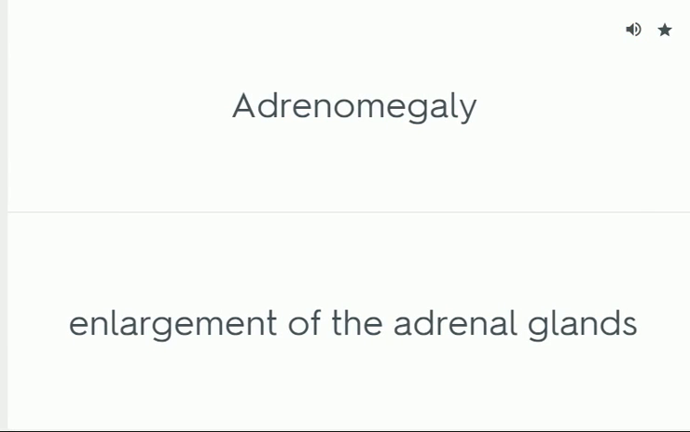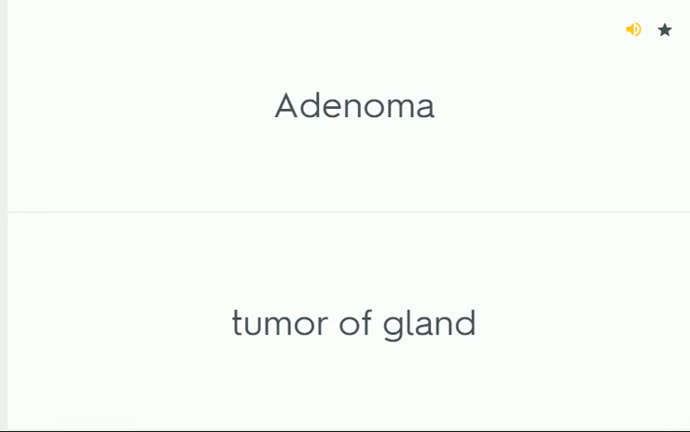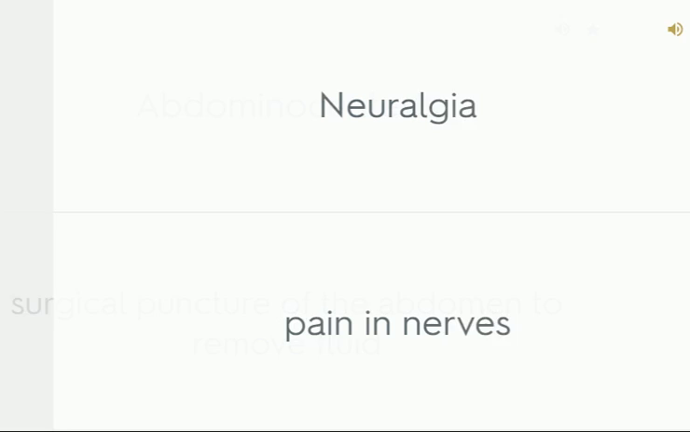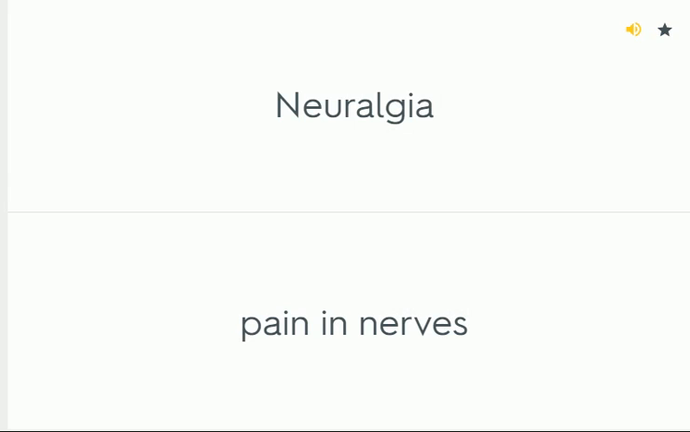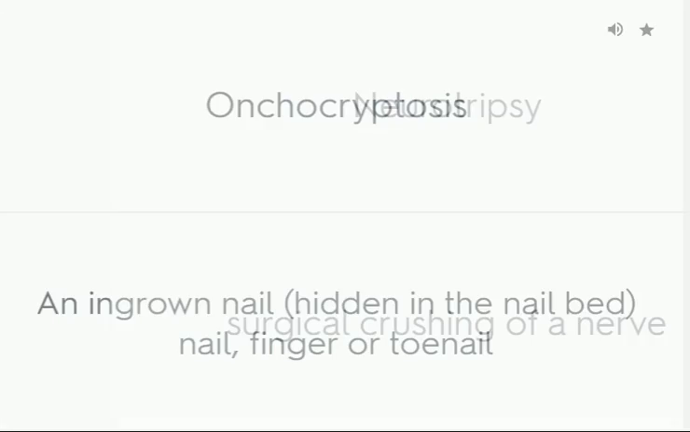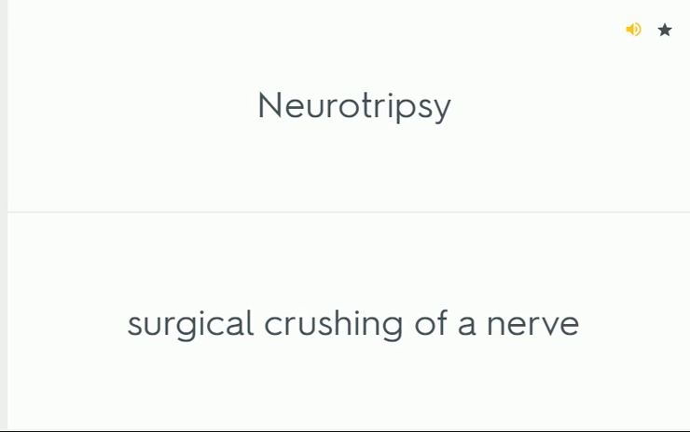Adrenomegaly: enlargement of the adrenal glands. Adenoma: tumor of a gland. Abdominocentesis: surgical puncture of the abdomen to remove fluid. Neuralgia: pain in nerves. Onychocryptosis: an ingrown nail, finger or toenail. Neurotripsy: surgical crushing of a nerve.